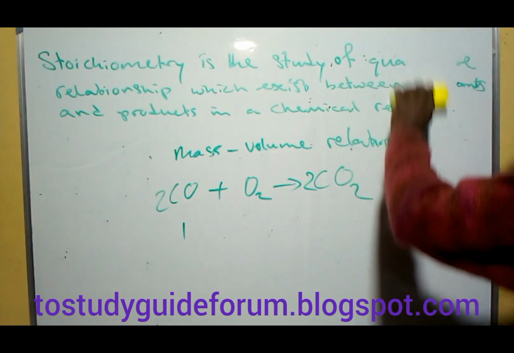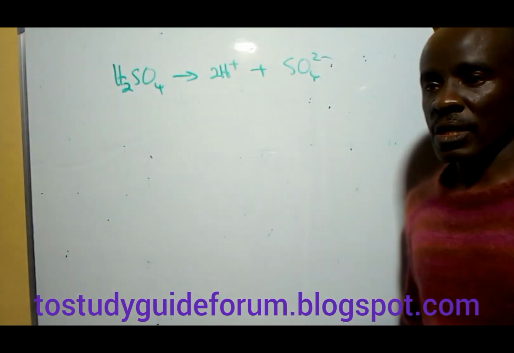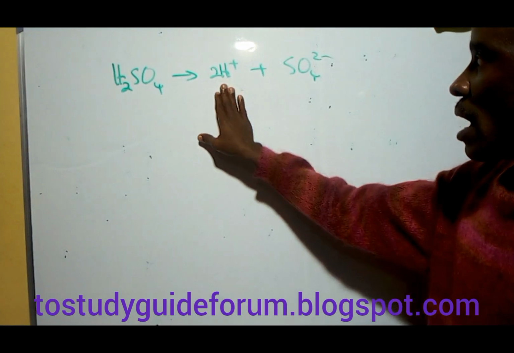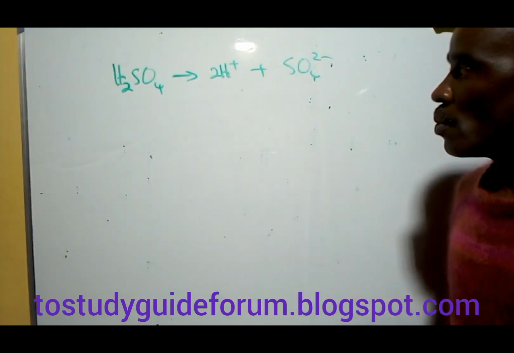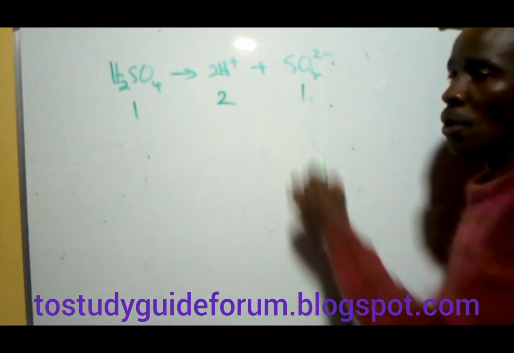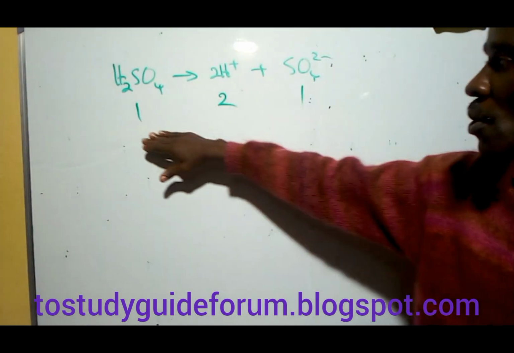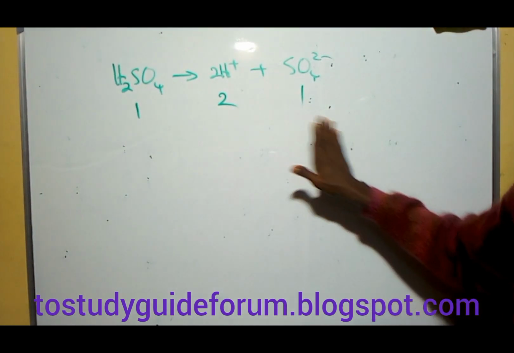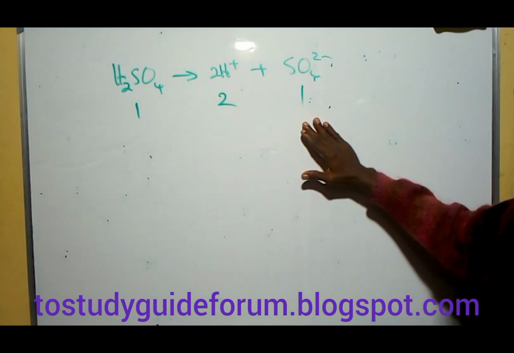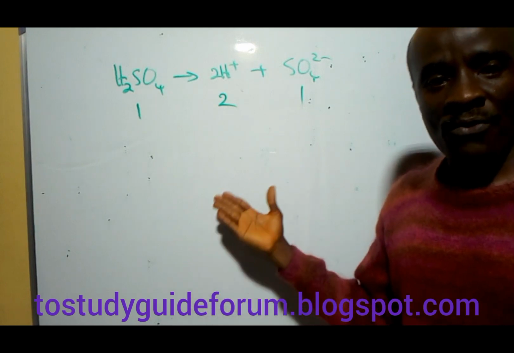In stoichiometry, now in this ionic equation reaction, this is tetraoxosulfate(VI) acid ionizing to give us hydrogen ions and tetraoxosulfate(VI) ions. So we notice that 1 mole of this gives us 2 moles of hydrogen ions and 1 mole of tetraoxosulfate(VI) ions. What we have here is what we sometimes call the stoichiometric ratio of the reaction. This stoichiometric ratio of the reaction can also be equated to the number of moles that are involved in a reaction.